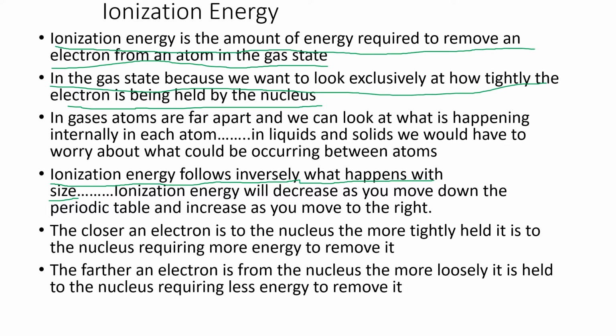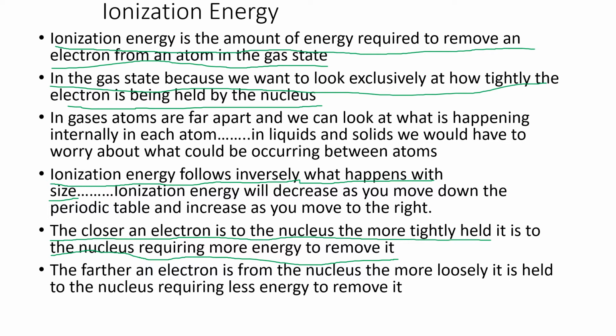So let's think about what that means. The smaller the atom is, the closer the electrons are to the nucleus, the more tightly held they're going to be, requiring more energy to remove it. So the closer an electron is to the nucleus, the more tightly held it is to that nucleus. That's going to mean more energy in order to successfully remove it.